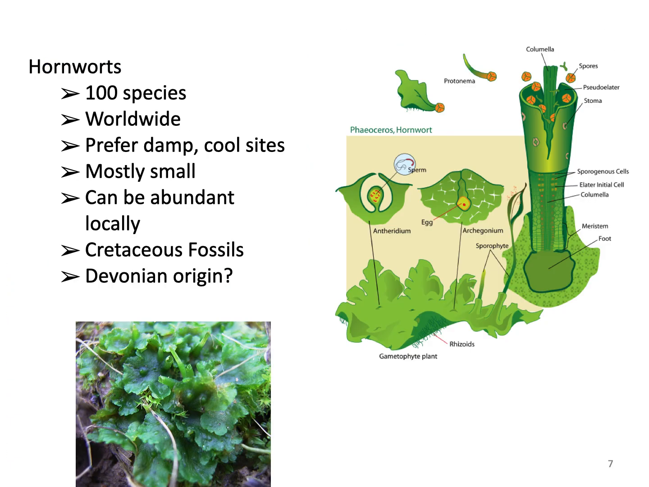The hornworts. Hornworts are a smaller group, fewer species, but they are found worldwide. They are, again, very small, but can be locally abundant. With all of the bryophytes, we don't have a good fossil record. They're small plants. They don't produce a lot of hard parts, and so we just don't have a good fossil record. But here we have Cretaceous fossils. But we think these guys go back quite far, much farther, 400 million years possibly.